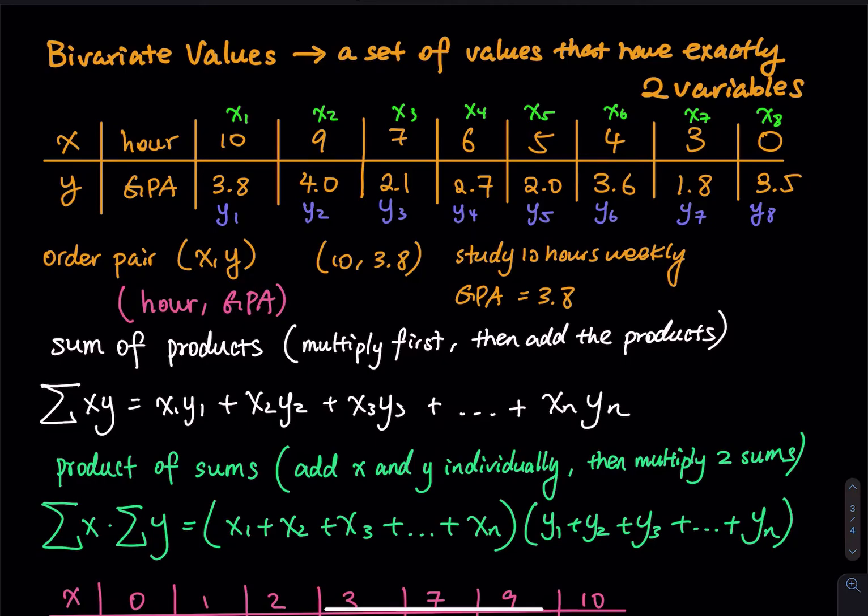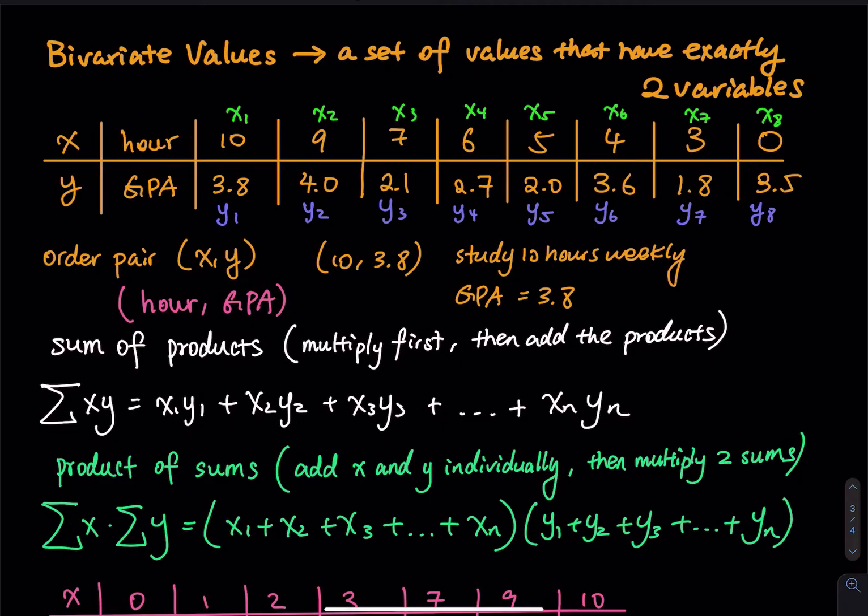And then how about the product of sums? Product of sums means you add X and Y individually. Do you see that? I have the sum of X and then times the sum of Y. So for the sum of X, you look at the X values first, you add up all the X, and then you add up all the Y. So you have one sum for X, one sum for Y. At the end of the day, you multiply them. So that is called the product of sums.